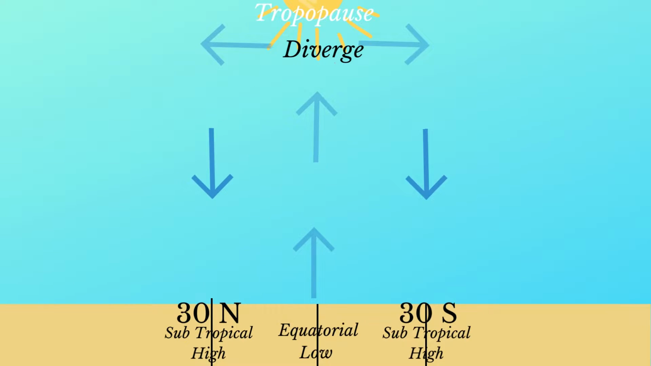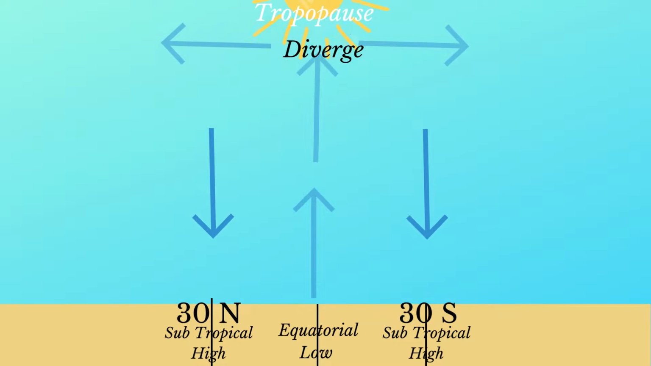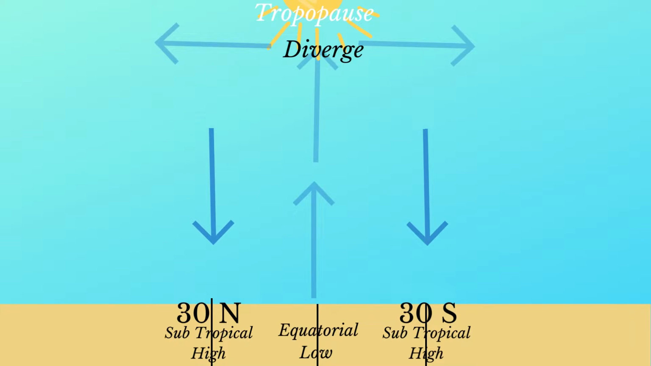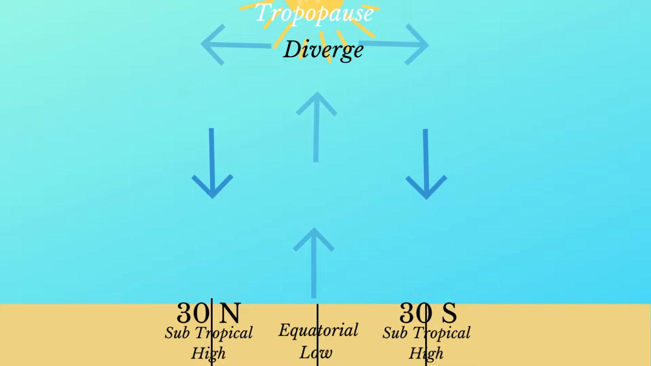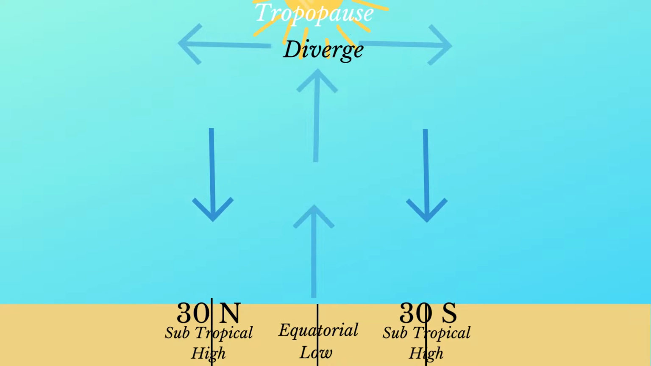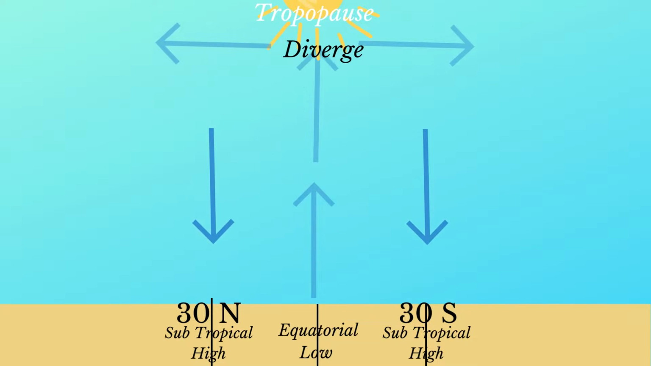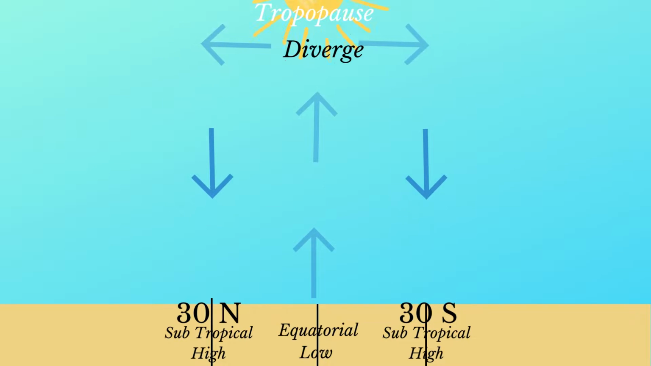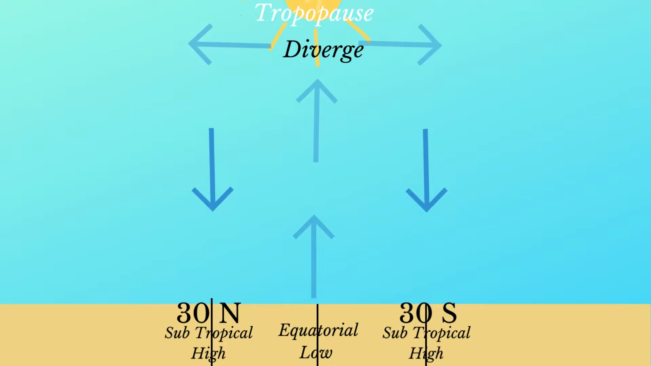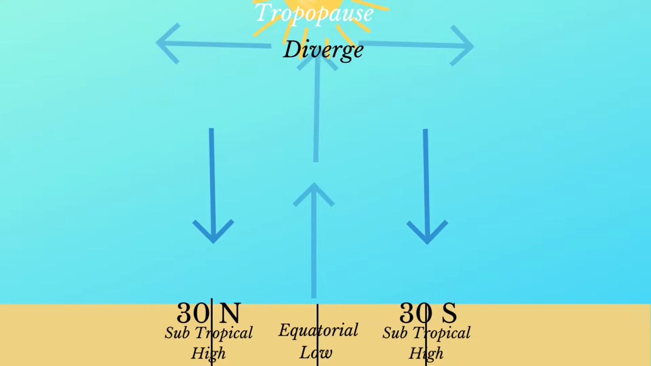The air which diverges above the equator doesn't reach the poles, however, as it will sink down at 30 degrees latitude. As it sinks at 30 degrees latitude, that is north and south of the equator, it will form a high pressure belt called the subtropical high pressure belt or the horse latitude.